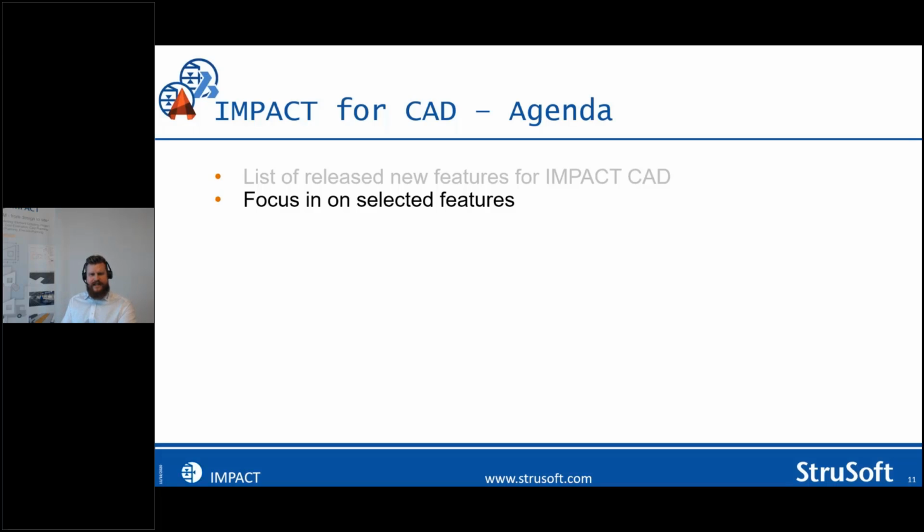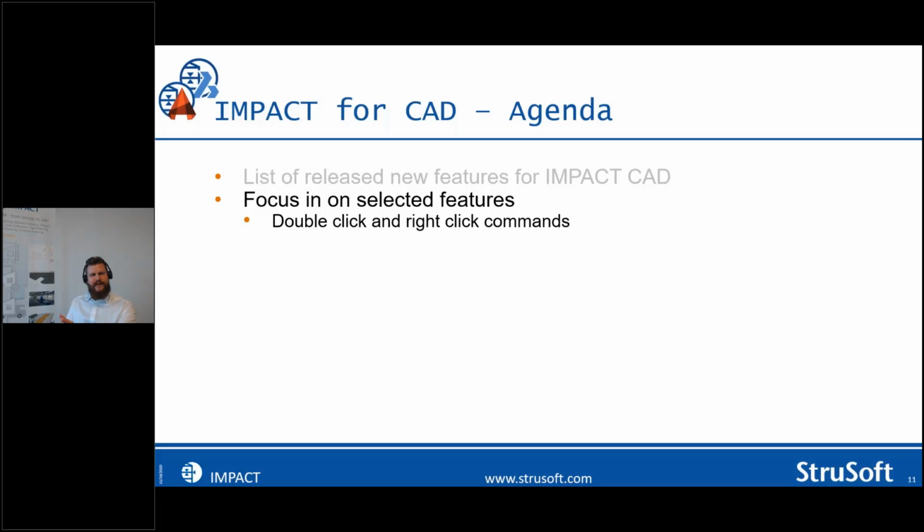So focusing on selected features, that's where we're starting now. And the first thing we'll be looking at is double click and right click commands. So that double click and right click, that's very vague. What does that really encompass and what does it cover? And that's what I aim to show you here.